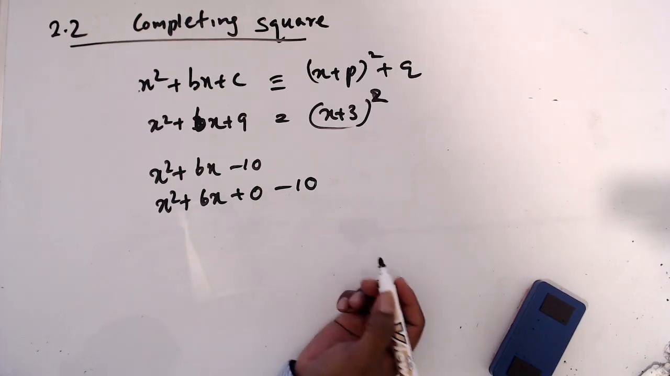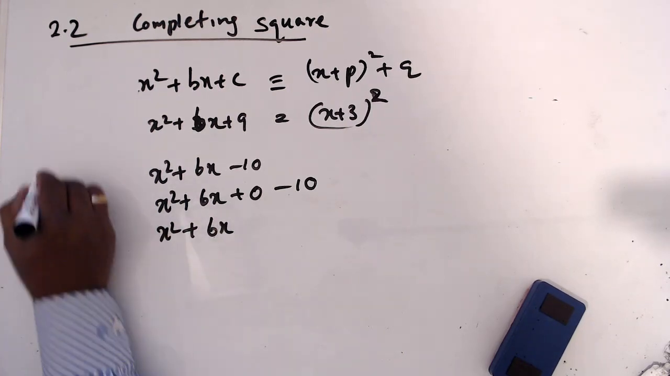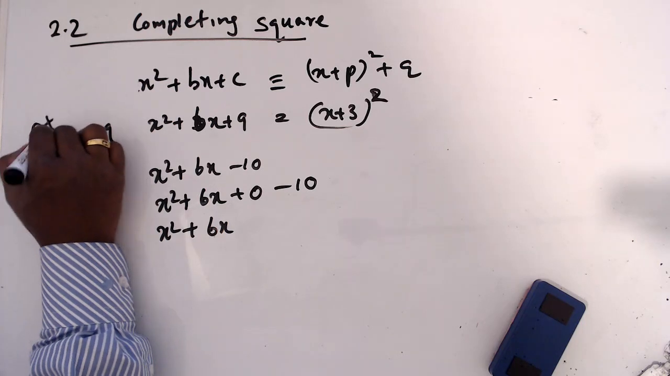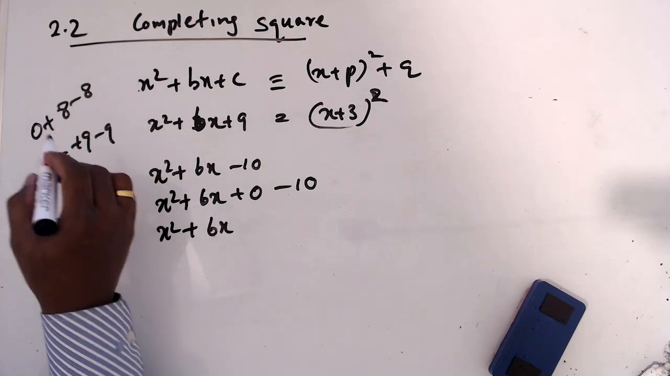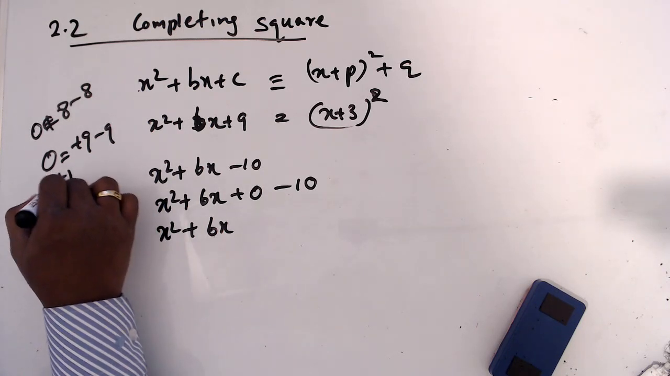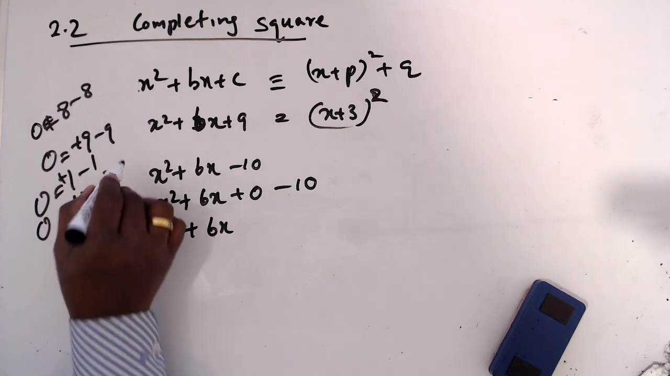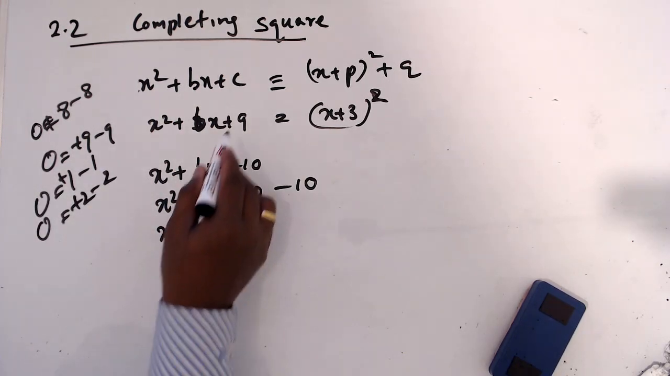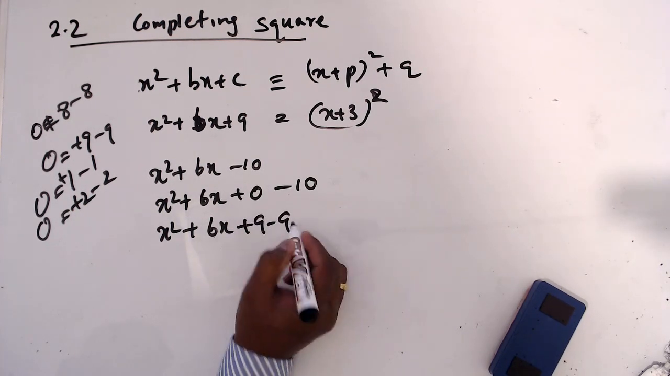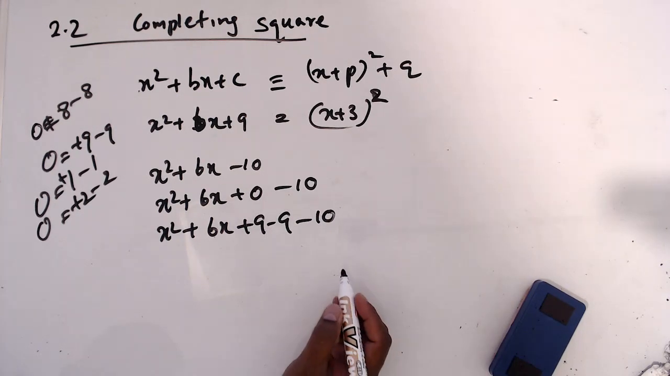I add 0, so I didn't change the sum. x squared plus 6x. 0 you can write as plus 9 minus 9, or 0 you can write as plus 8 or minus 8, or 0 you can write as 1 plus 1 minus 1 minus 1, or 0 you can write plus 2 and minus 2. In this case I need 9, so I will introduce plus 9 and minus 9. It's still 0, and minus 10.